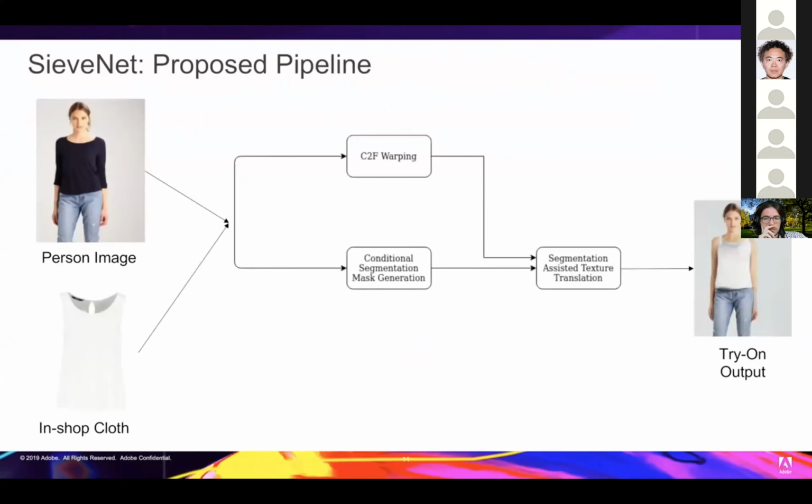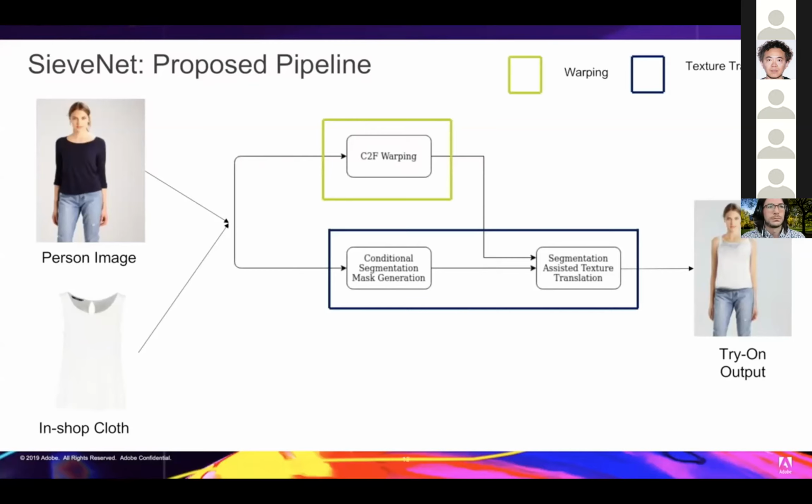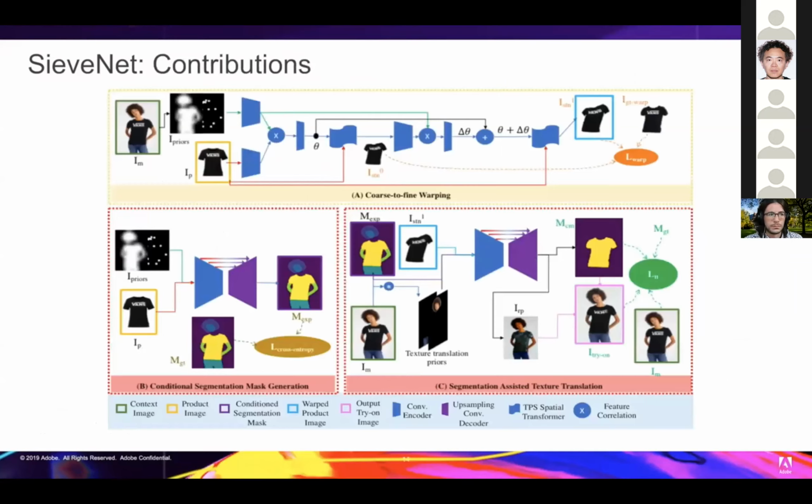In this work, we propose CVNet, a novel framework for image-based virtual try-on, and we break down the entire pipeline into 3 components, namely a coarse-to-fine warping component, a conditional mask generation component, and a texture translation component. These correspond to our warping and texture transfer phases respectively. In this slide, we detail the network architectures for each of the 3 components. Next, we'll be talking about them in detail.